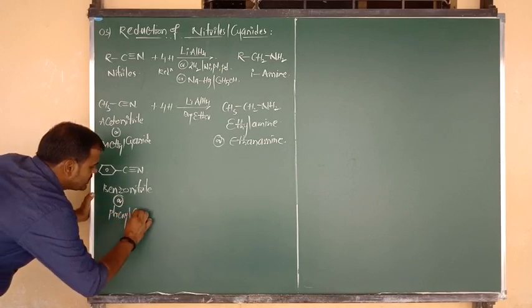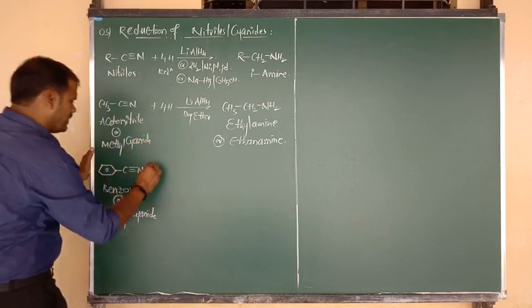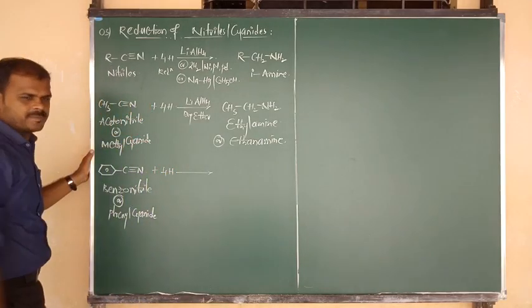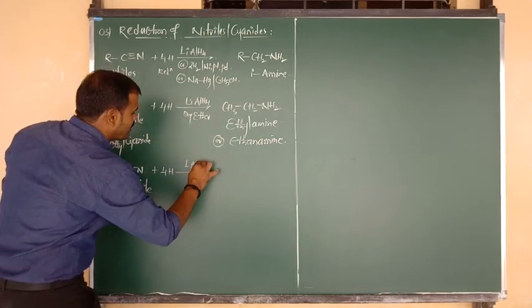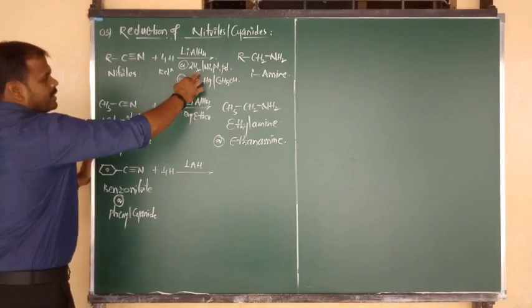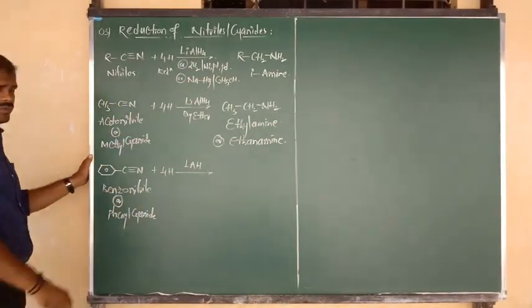What is the common name of this compound, beta? Phenyl cyanide. Okay, same thing. It undergoes the process of reduction. Reduction takes place in the presence of lithium aluminum hydride, LiAlH4, in dry ether, or we can write 2H2 in the presence of nickel, platinum or palladium. Any one reagent you can use out of the three.